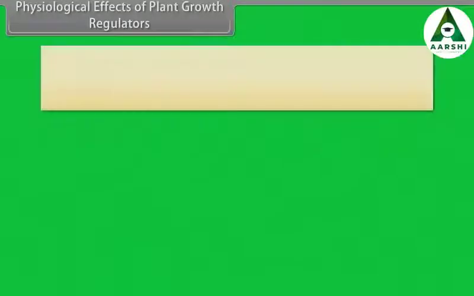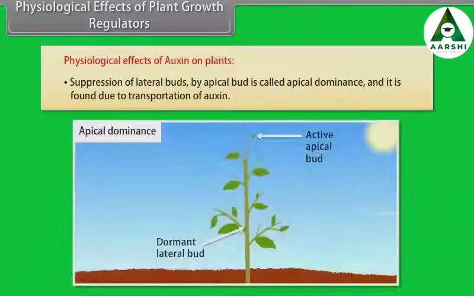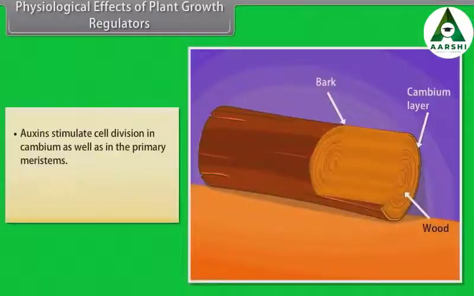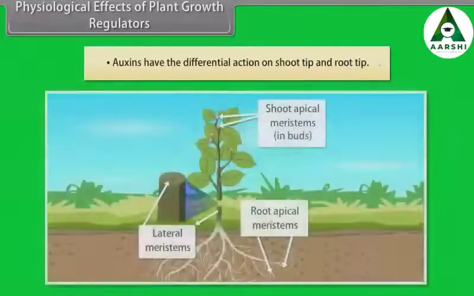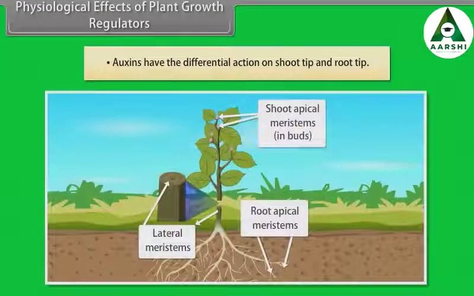Physiological effects of auxin on plants. Suppression of lateral buds by the apical bud is called apical dominance, and it is due to transportation of auxin. Auxin stimulates cell division in cambium as well as in the primary meristems. Cell elongation is an important role played by auxins. Auxins have a differential action on shoot tip and root tip.